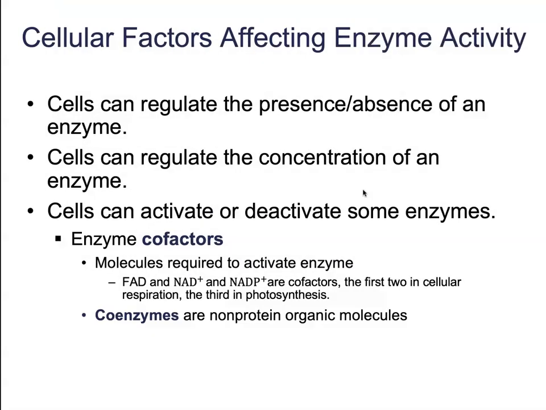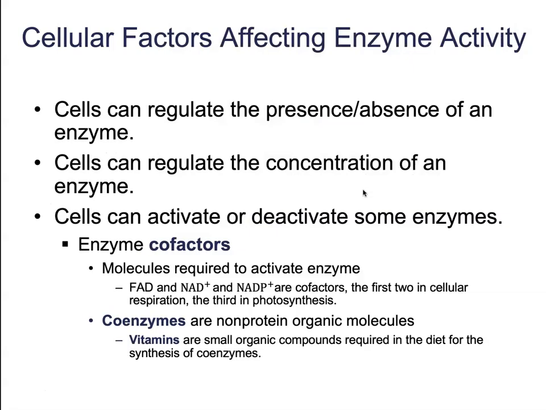Coenzymes are going to be non-protein organic molecules that are going to play an important role in activating or deactivating those enzymes. Great example of these would be vitamins. Vitamins are small organic compounds that are required in the diet for the synthesis of coenzymes. This is why vitamins are so very, very important. You need these. You can't produce them yourself. You need them in order to produce the coenzymes that are going to regulate enzyme activity.